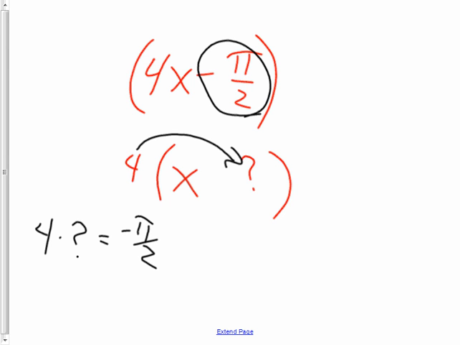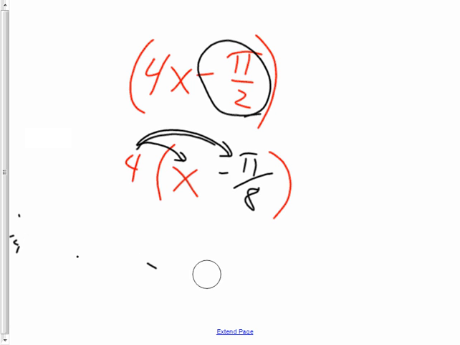So how do you do that? You could divide by 4, or you could multiply by 1/4. And that makes it negative pi over 8. Raise your hand if you had negative pi over 8. Awesome. That is the hardest part, honestly. Because when you remultiply this out, 4 times x makes 4x. 4 times negative pi over 8 makes negative 4/8 pi, which is the same as negative 1/2 pi. Yay, it worked.